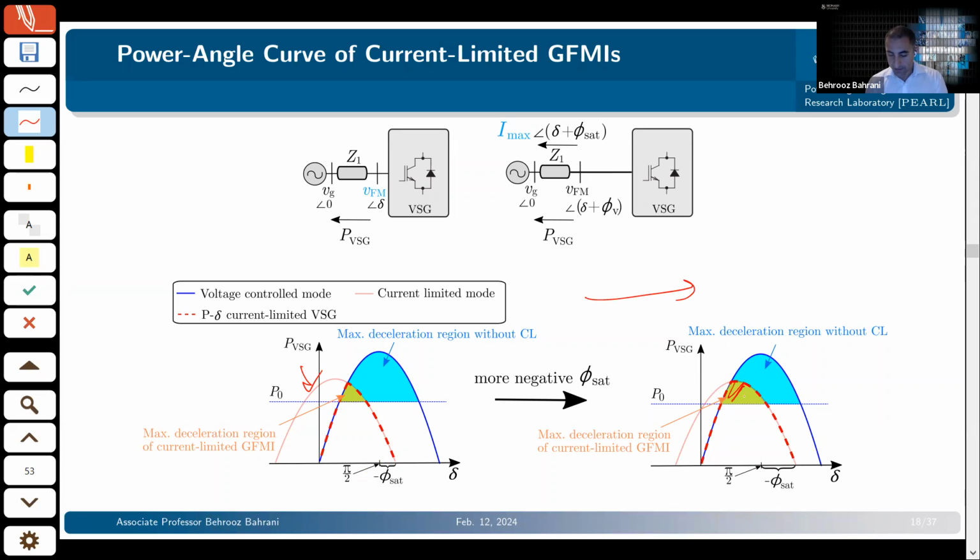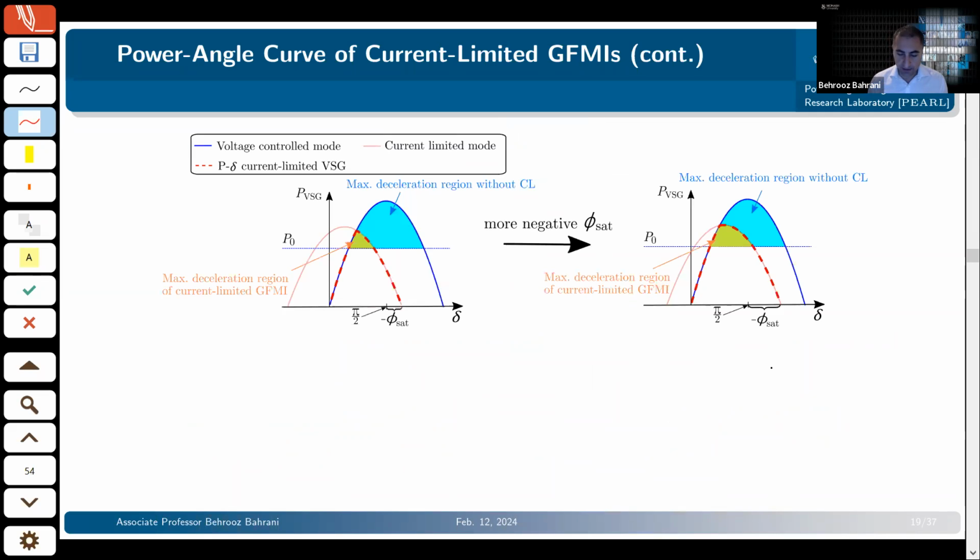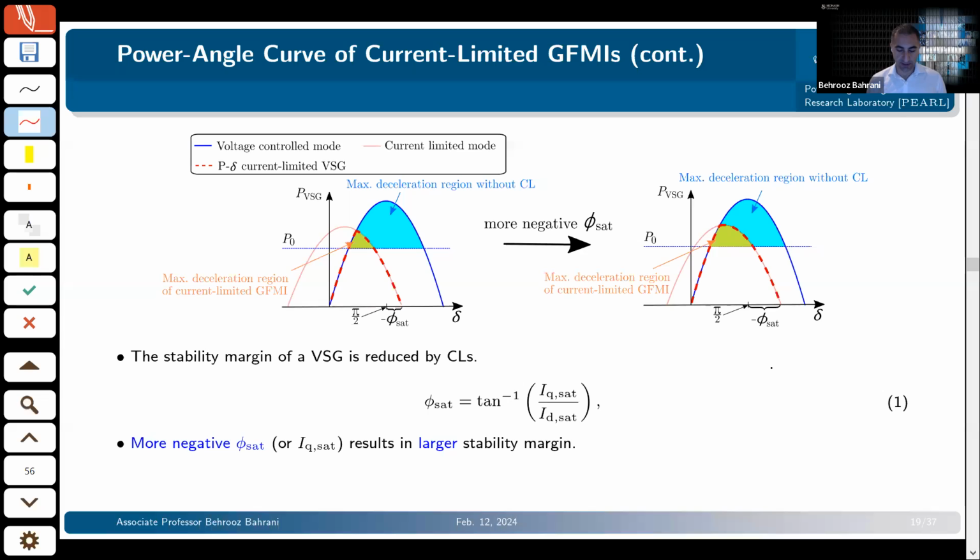And I'll be having a little bit more deceleration region, meaning that if I can have a system in which my phi sat is larger and larger, or more negative in this case, I can have a larger deceleration region. But what does that mean? Having more phi sat here can actually be translated into having more IQ. So if I have more IQ in my system, this region will be larger and larger.